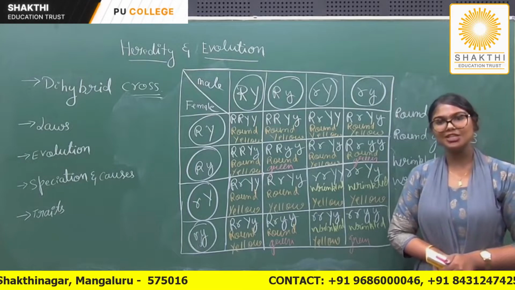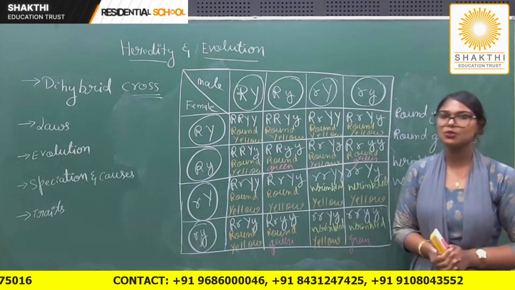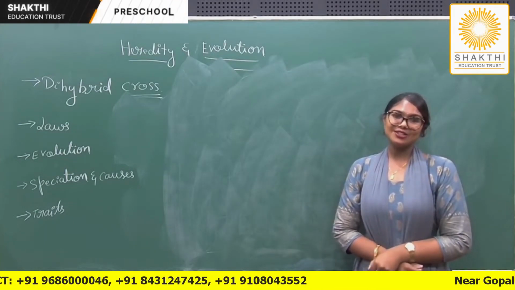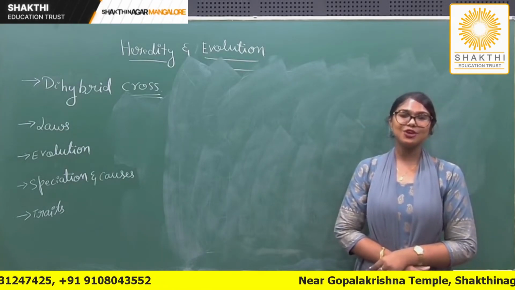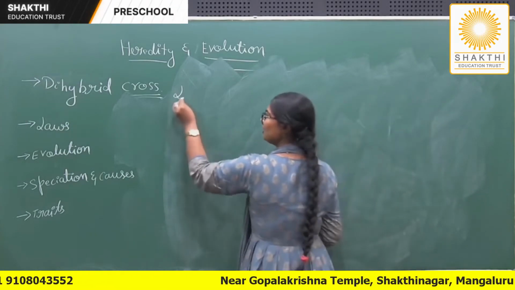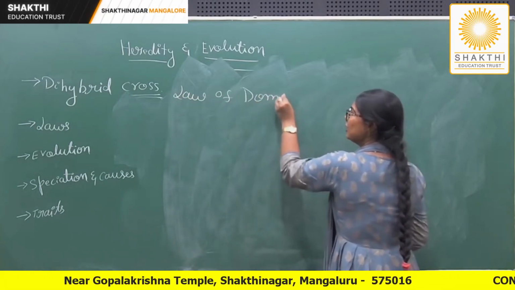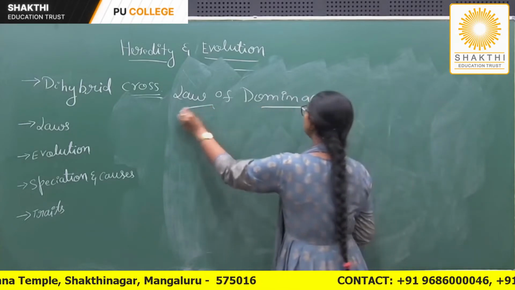As a conclusion, he has given 3 laws, students. So we'll quickly go through the laws, very important. So we have the 3 laws. First one is called the law of dominance. The law of dominance. This is the first law of genetics, students, the law of dominance.